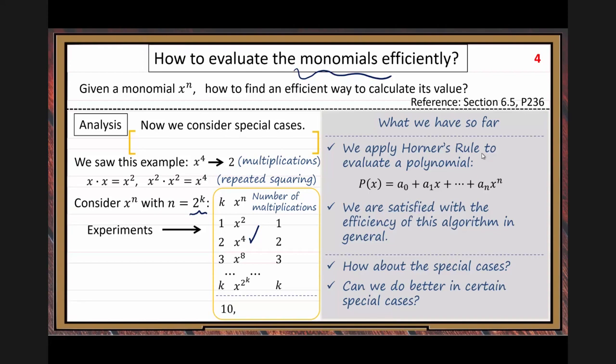Now you can see here, I want to show you how much improvement we get if we do it this way. Let me use the example when k equals 10. When k equals 10, 2 to the k equals 1024. That's more than 1,000. Think about if you use the ordinary way, if you do not use this special way, and use our old way, how many multiplications do you need?